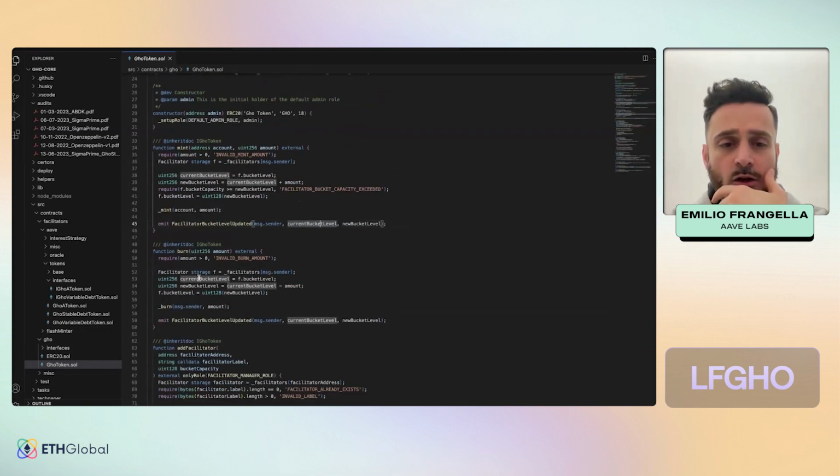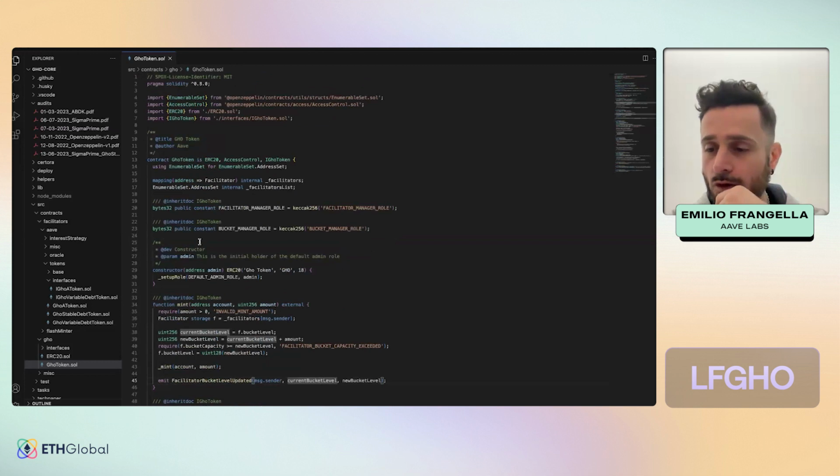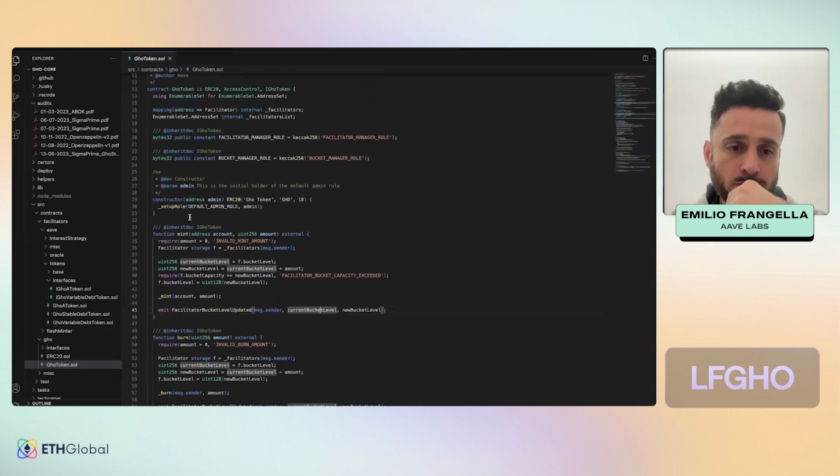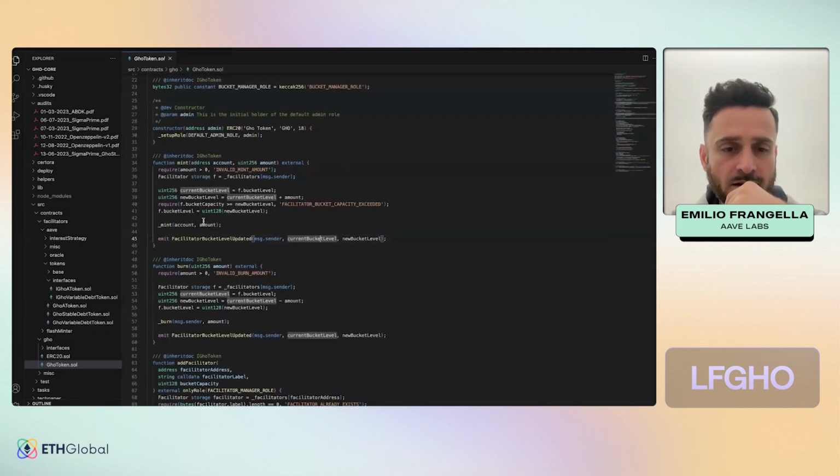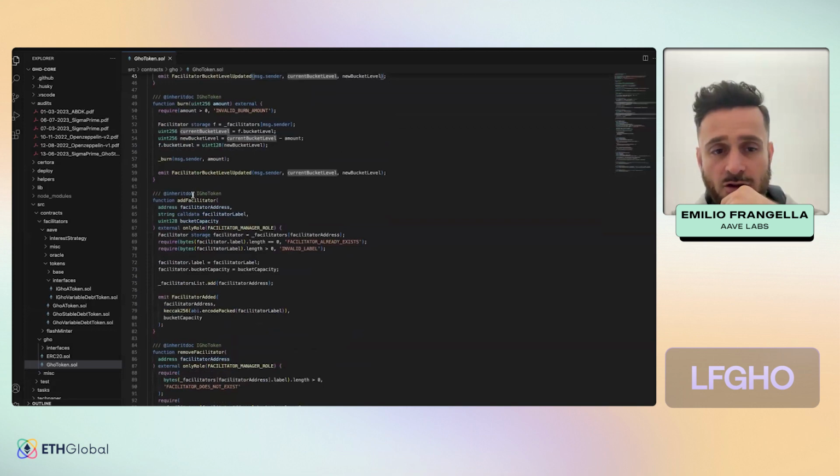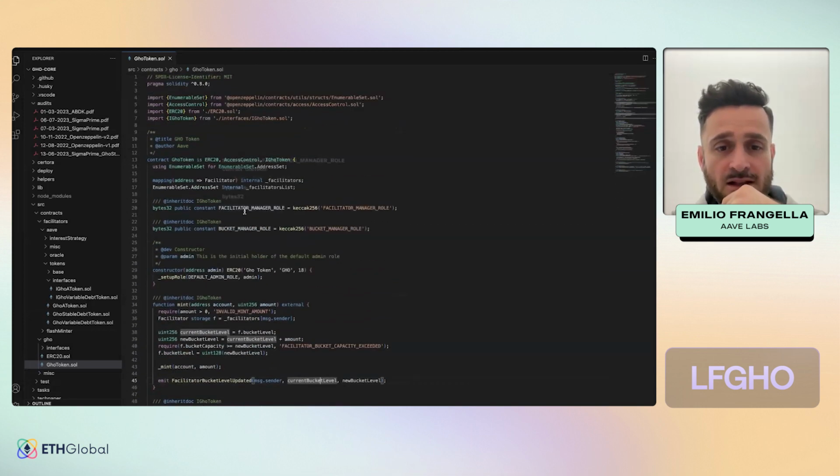So I will describe the code quickly, starting from the Go token contract, which is honestly very, very simple. It's just an ERC20 token with a few interesting things. As I mentioned before, there are the facilitators. So this mapping here tracks the facilitators that the Aave governance lists within the Go facilitators.